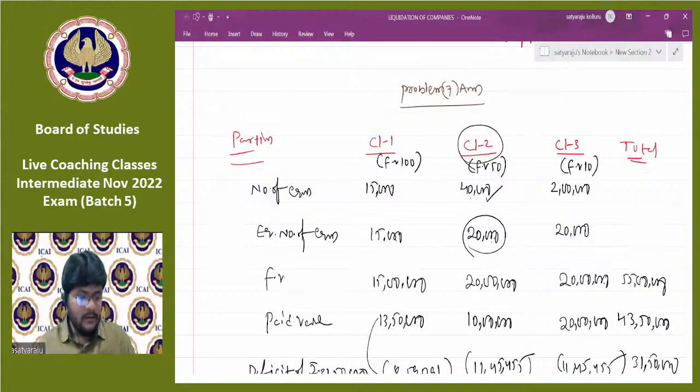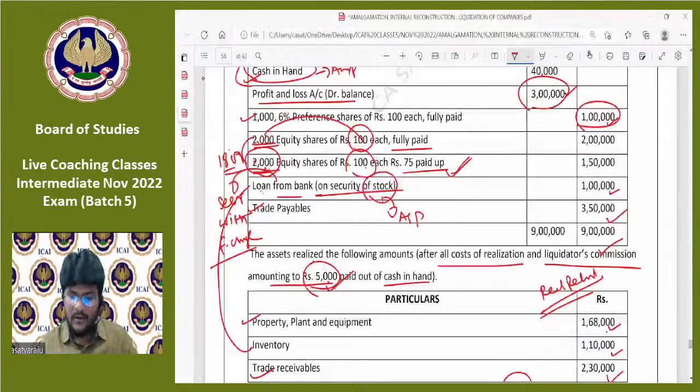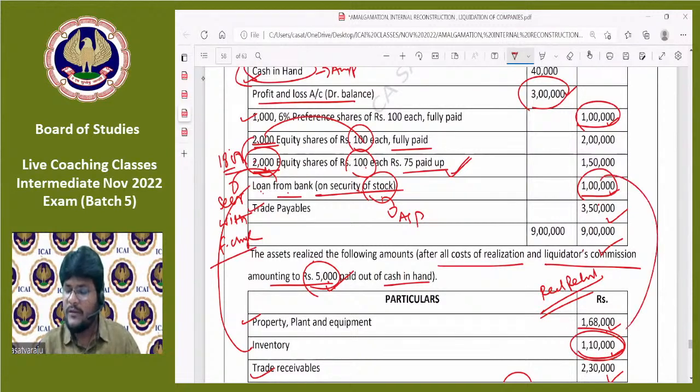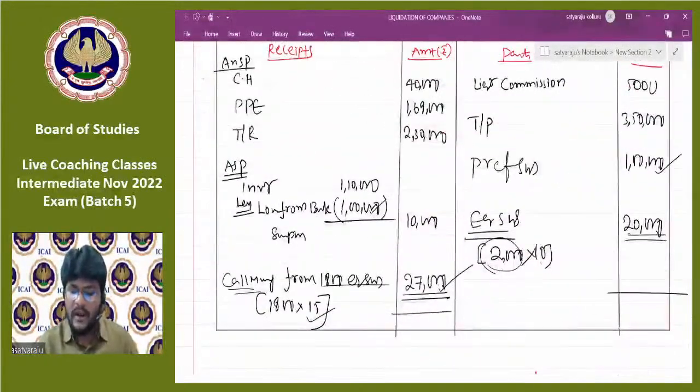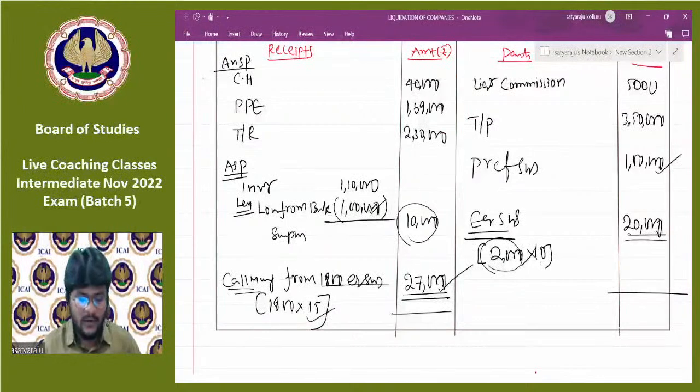Fine. Sir, repeat the security of stock point. There is nothing much related to the security of stock point. We took a loan from the bank for 1 lakh by offering security, which is inventory. Now the inventory realizable value was 1,10,000, but the loan against that inventory security is 1 lakh. That's why, while realizing the inventory of 1,10,000, first you need to make payment for that loan. First you should make payment for that 1 lakh loan. The remaining surplus cash is only available for distribution to various parties. Is it okay, guys? Fine.